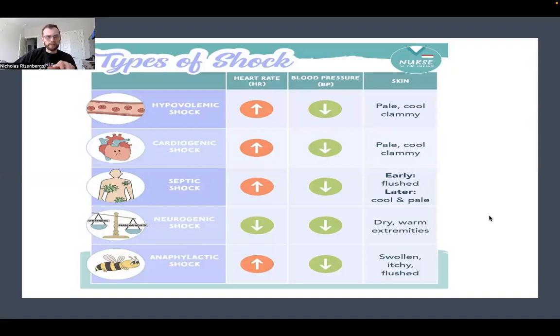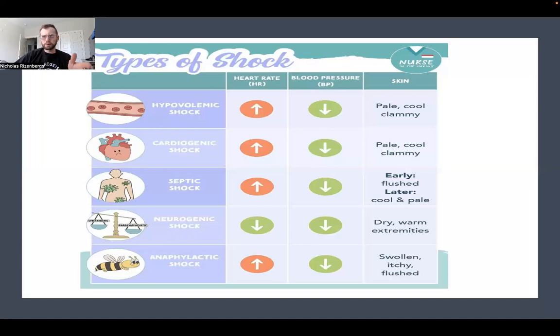But this image that I like here that I found, it shows a few of the other types of shock too, but we're really going to focus on the septic, neurogenic, and anaphylactic. So with septic, you're going to have increased heart rate, decreased blood pressure, and with the skin, early it's going to be flushed, later it will be cool and pale. So there's a difference between those shocks. And then the neurogenic, you'll have a heart rate that's decreased, blood pressure will be decreased, and you'll have dry, warm extremities. And for anaphylactic shock, you'll have an increased heart rate, a decreased blood pressure, and the skin will be swollen, itchy, flushed, because that's an allergic reaction.